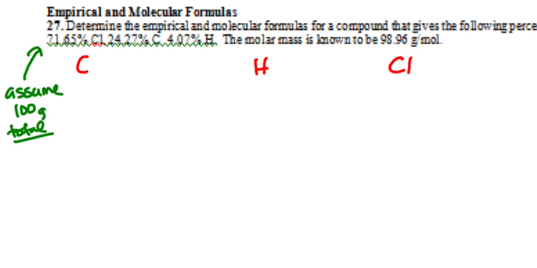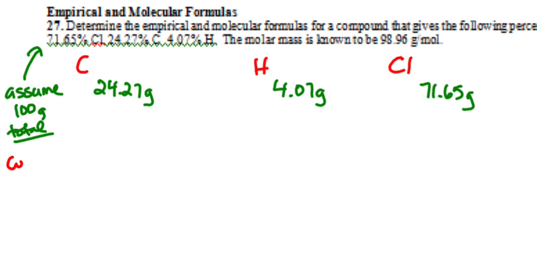So we end up having 24.27 grams of carbon, 4.07 grams of hydrogen, and 71.65 grams of chlorine. Now, we really can't compare grams because they all have different molar masses. So the next step will be converting to moles. So now we have to convert to moles.